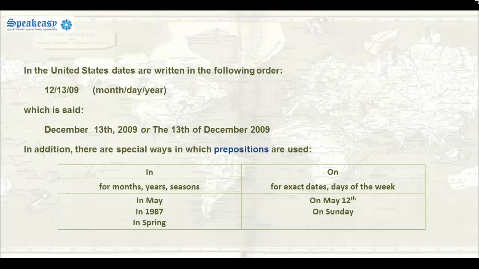In addition, there are special ways in which prepositions are used. So we use in for months, years, and seasons. For example, in May, in 1987, in spring. And we use on for exact dates and days of the week. On May 12th. On Sunday.